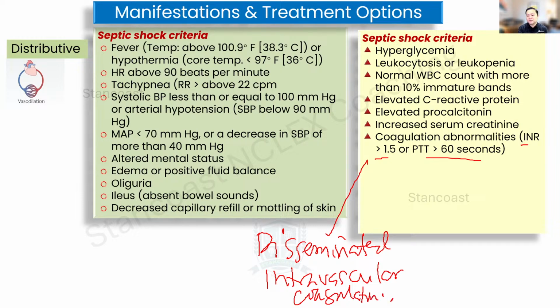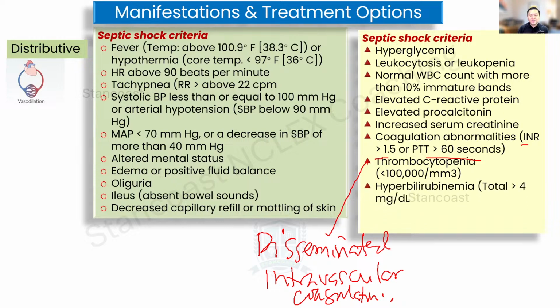Elevation of the PTT, elevation of the INR, and on top of that, the patient will have thrombocytopenia, less than 100,000 per cubic millimeter. And the patient will also have an increase in the bilirubin. The total bilirubin will be greater than 4 milligrams per deciliter. Okay, that simply means that the patient is also developing the DIC.